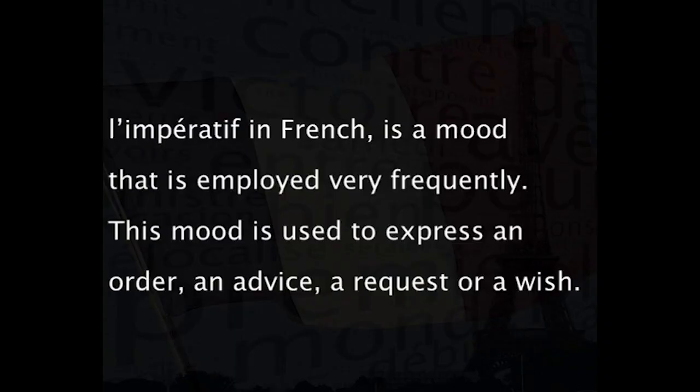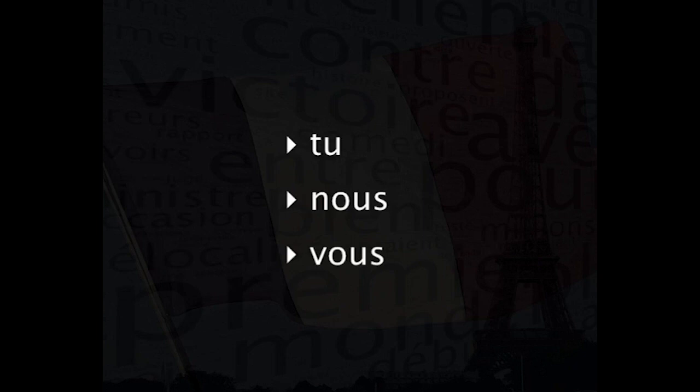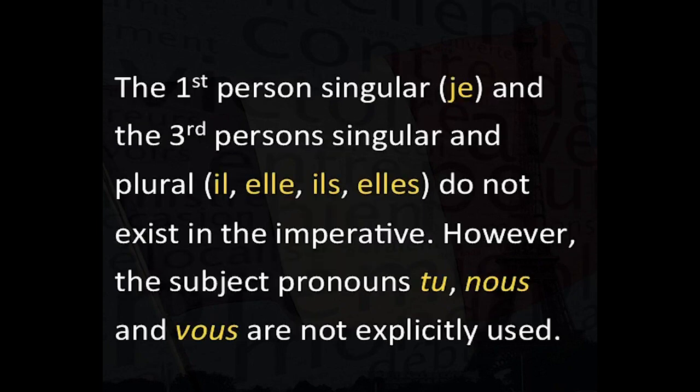The imperative, known as l'impératif in French, is a mood that is employed very frequently. This mood is used to express an order, an advice, a request, or a wish. What is characteristic of this mood is its construction. Only 3 grammatical persons, that is, tu, nous, and vous, can be used in the imperative. In other words, the first person singular, je, and the third person singular and plural, il, elle, ils, and elles, do not exist in the imperative.